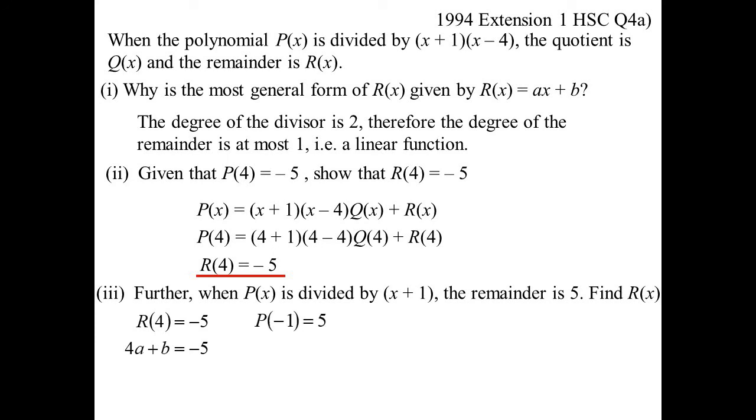Polynomial negative 1 is going to be positive 5. So negative a plus b is 5. Simultaneous equations. And that'll get us a is negative 2. Sub back in, we'll get b is 3. So our remainder, ax plus b, is negative 2x plus 3.